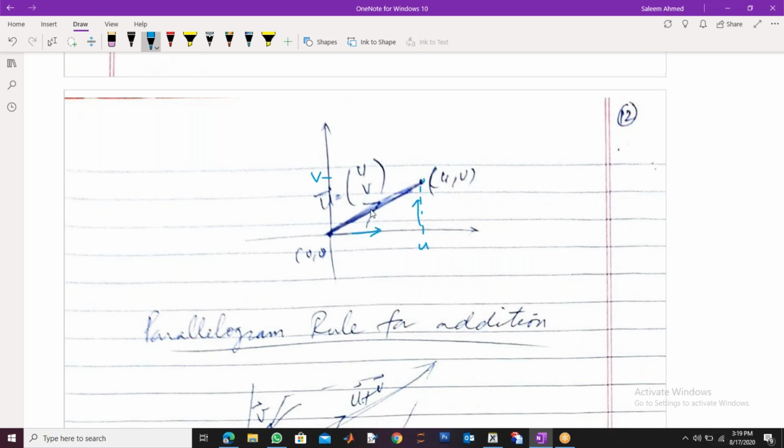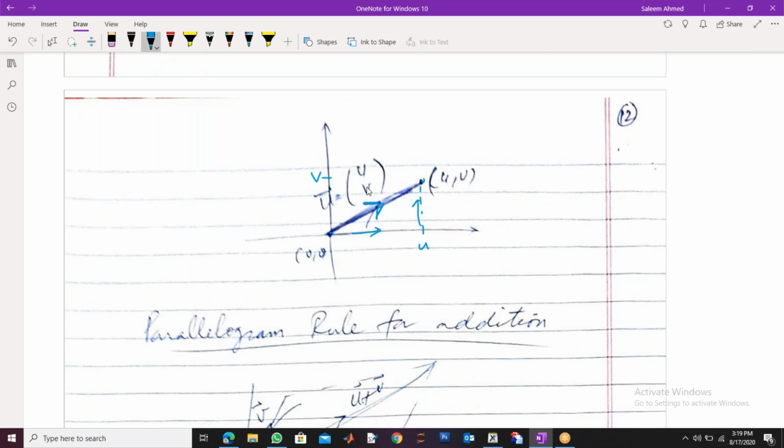But if you make a straight line from the origin to this (u, v) with an arrow, because you are pointing outside, it's a vector. A vector has a length as well as a direction. So this vector, this line, is basically the vector (u, v).